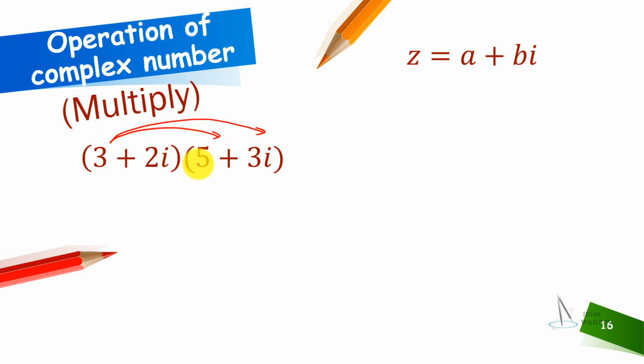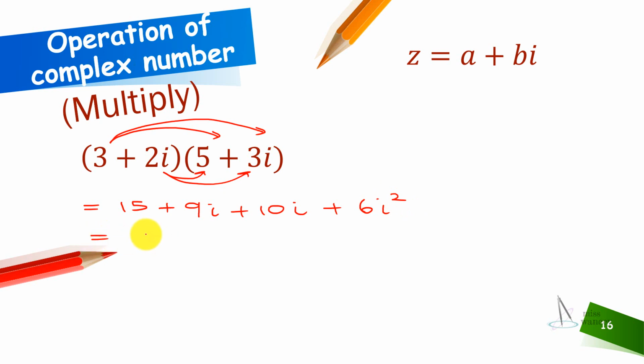Okay, so 3 times 5 first. So this is equal to 15. 3 times 3i, so this is 9i. Then we have 2i times 5, so this is plus 10i. And then 2i times 3i, be careful, so 2 times 3 is 6, but I need to times i, so you have to add the power, so this is i squared.